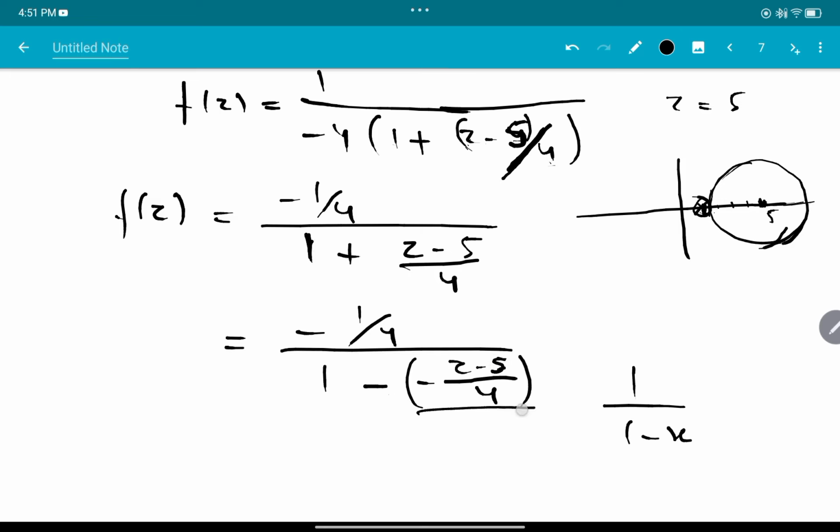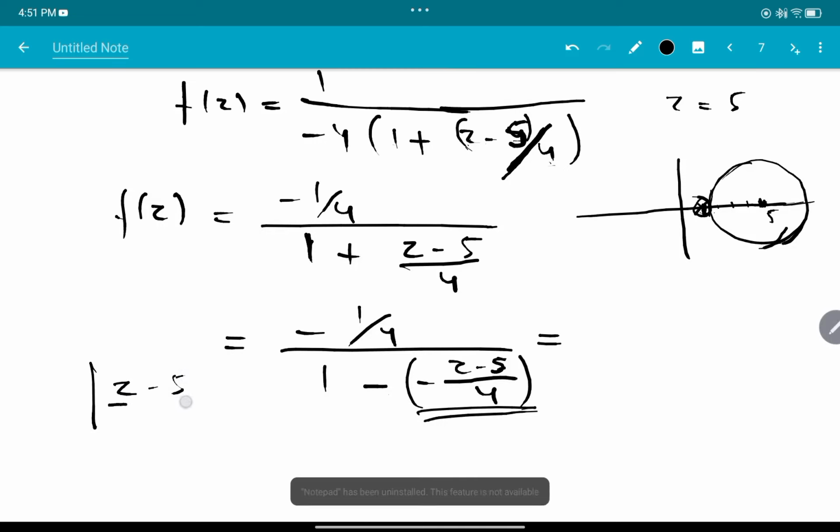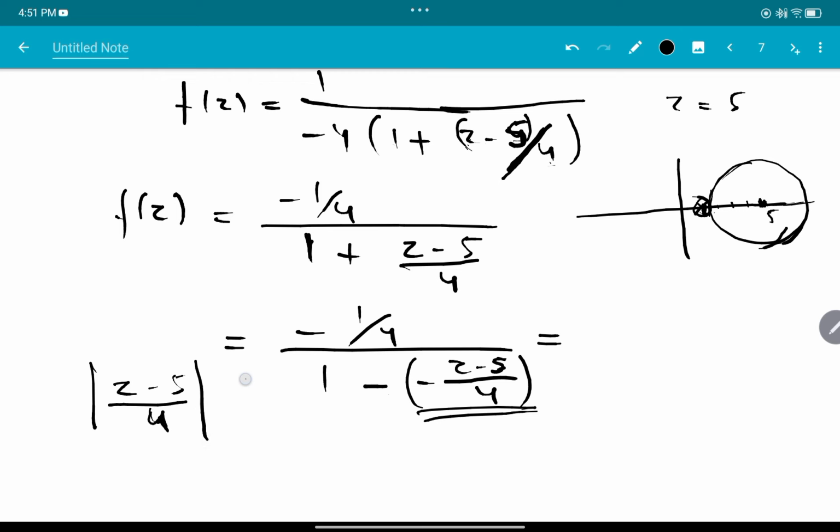X is this, and you can expand it in a geometric series, provided (z minus 5) divided by 4, with the minus going away because of the modulus, has modulus less than 1. That means |z minus 5| should be less than 4.